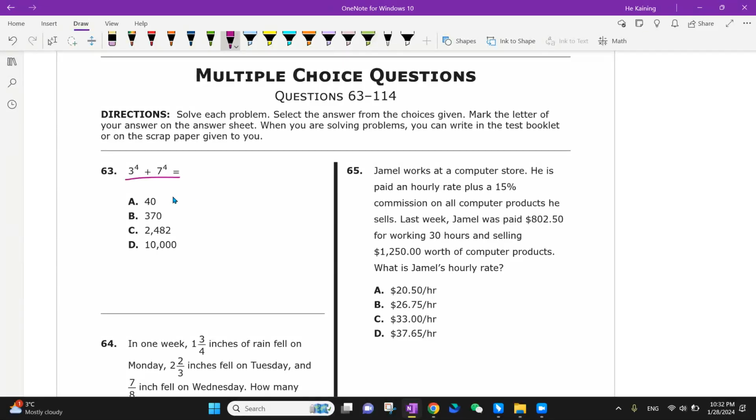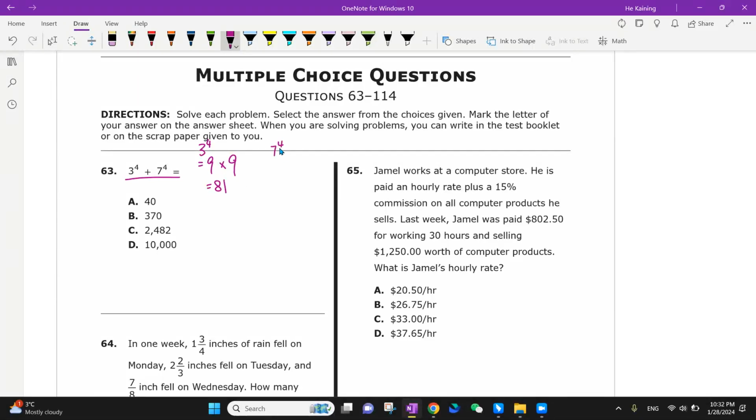Here we have all of these numbers to the 4th power. It's not really good for us to use mental math to calculate, so we have to use hand calculation. You're going to say 3 times 3 is 9, and then another 3 times 3 is 9. So 3 to the 4th power is just 9 times 9, which is equal to 81.